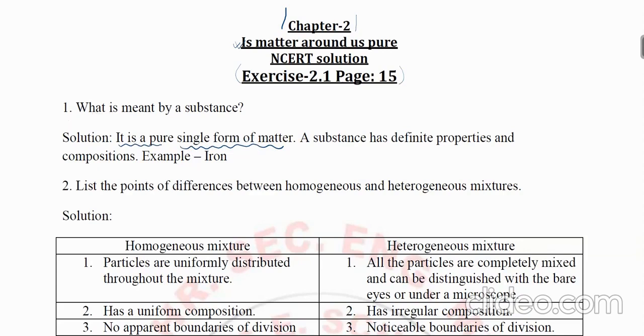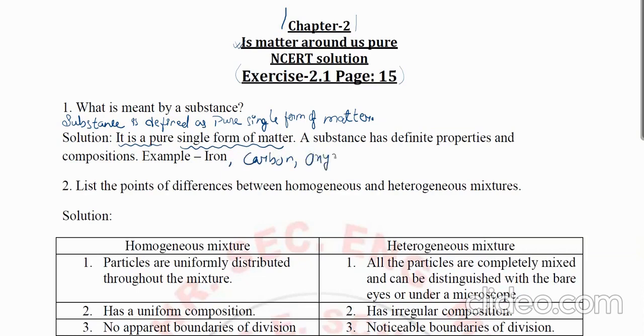You can also write it like this: substance is defined as a pure single form of matter. A substance has definite properties and composition. The composition and the properties of a substance are definite, meaning they do not change with time or with the different composition. For example, we can take iron, carbon, oxygen, etc.